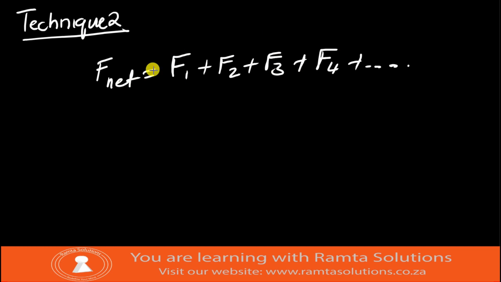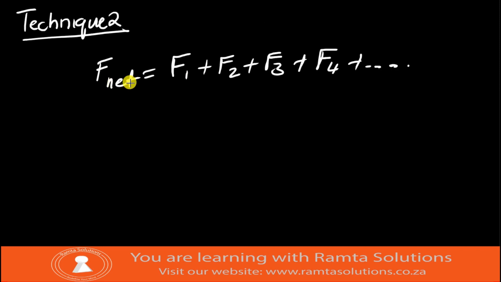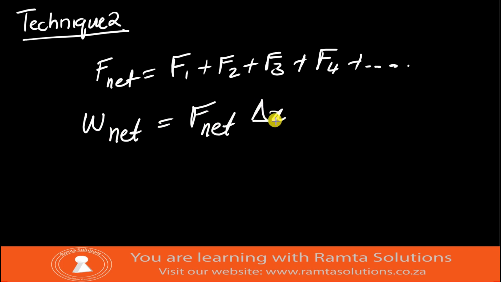That direction will tell you what these forces are doing. If a force is acting in the same direction that you chose as positive, it will be a plus, and if it's acting in the opposite direction, it will be a minus. You have done vector calculations in grade 11, so you have an understanding of this, right? Now, having found your net force, you can say net work equals net force times the displacement.